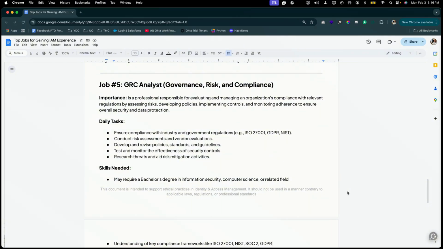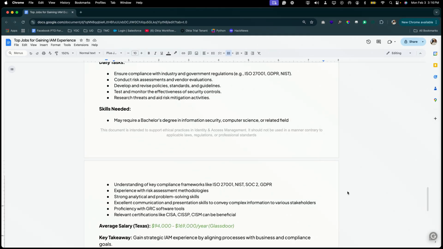Common skills a GRC analyst should have is they may need a bachelor's degree in information security, computer science, or a related field. They're also going to need to understand key compliance frameworks like ISO 27001, NIST, SOC, GDPR. They also need experience with risk assessment methodologies, strong analytical and problem-solving skills, excellent communication and presentation skills to convey complex information to various stakeholders, proficiency with GRC software tools, and relevant certifications like the CISA, CISSP, CISM can be very beneficial to land a GRC analyst role. Now, the average salary in Texas for a GRC analyst, according to Glassdoor, is about $94,000 to $169,000 a year. The key takeaway is you're going to gain strategic IAM experience with aligning processes with business and compliance goals.